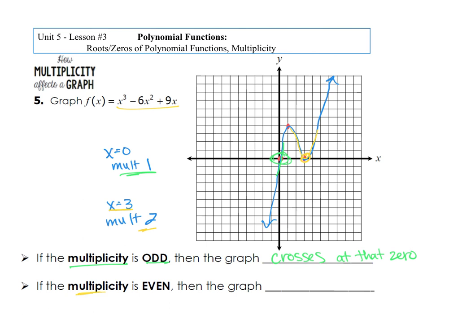But the rule is, if we have a multiplicity that is even, like 2 is even, we don't cross through the zero to the other side. We turn or bounce at that zero. So that's the big rule. Odds cross, evens bounce. It's very simple, but try to get it ingrained in your brain, and we're going to use that to help us with questions 6 through 8.